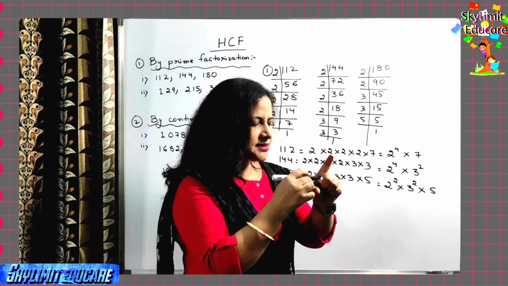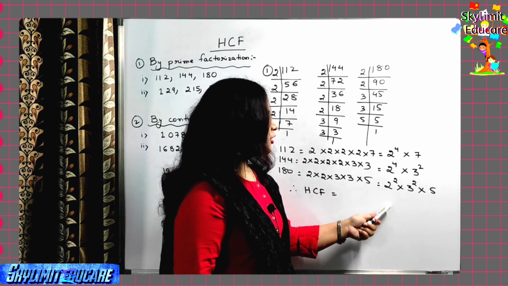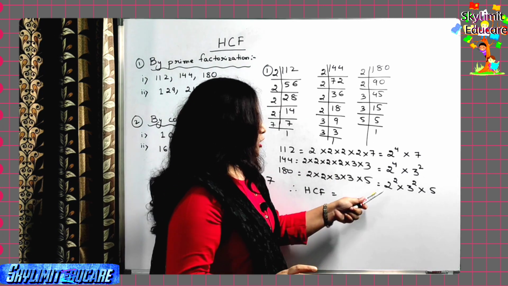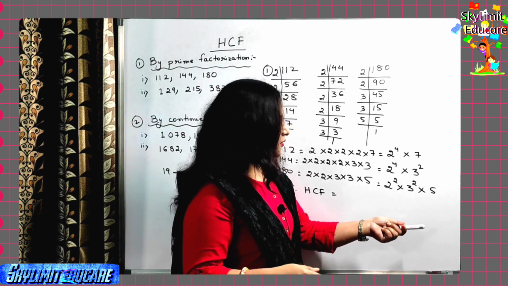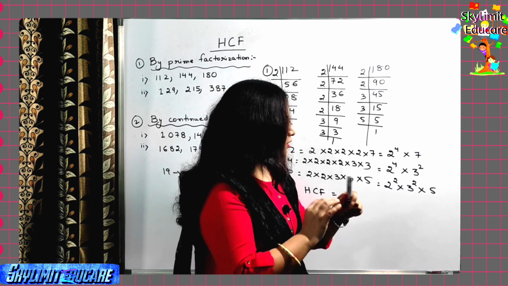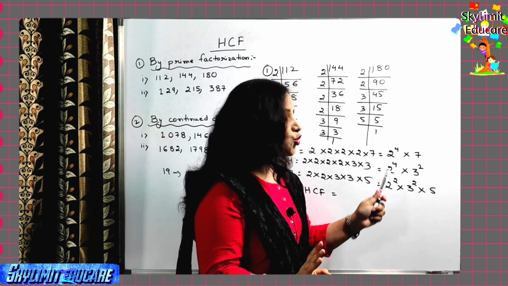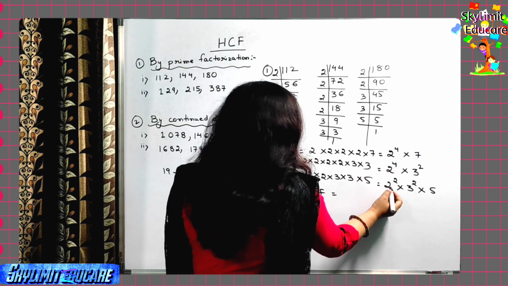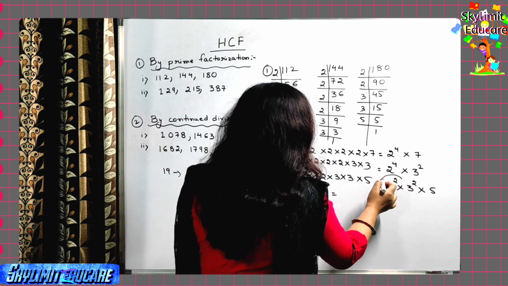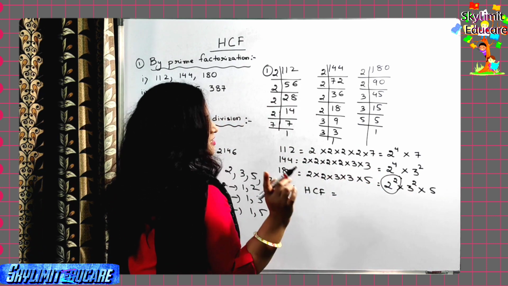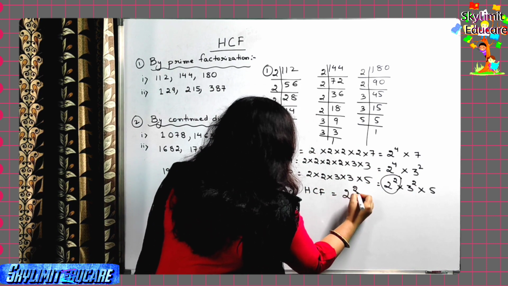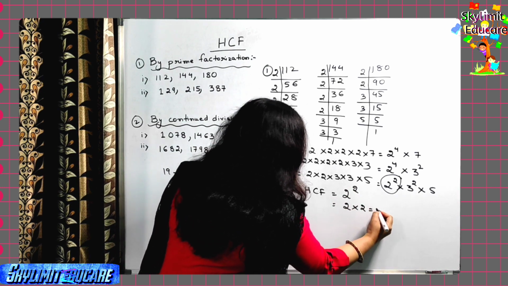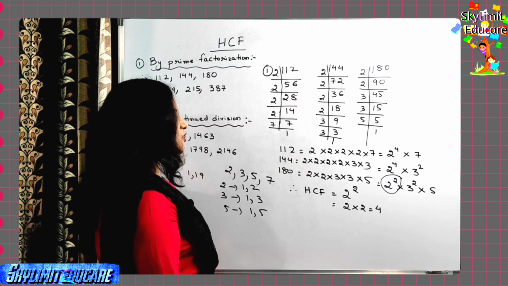First of all, remember, choose the number which is common to all the given numbers, that means all the 3 numbers. So here you can see 5 is not a common factor, 3 is not a common factor, 7 is not a common factor, but 2 is a common factor, right? And the lowest power of 2 here is 2 to the power of 2. Choose the lowest power. This is the lowest power, right? And you know 2 to the power of 2 is 2 multiplied by 2, that is equal to 4. So this is your HCF.